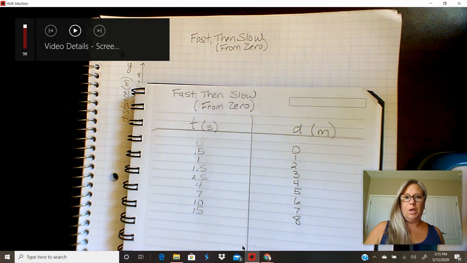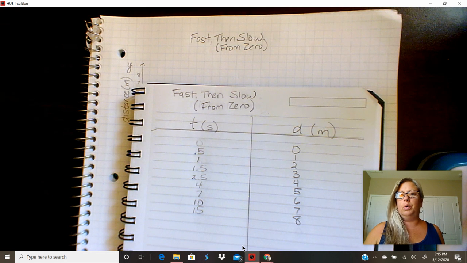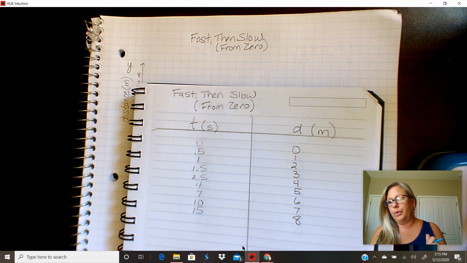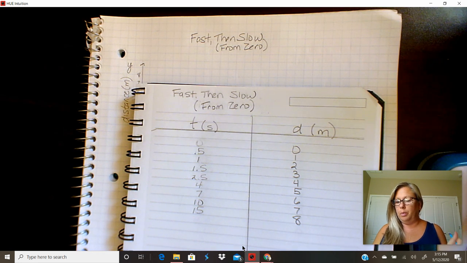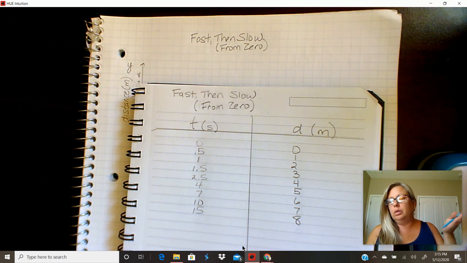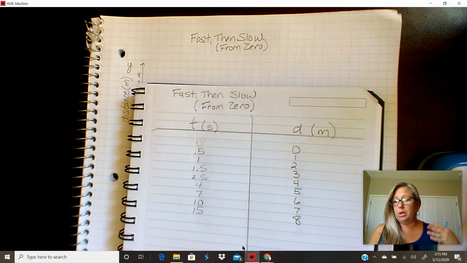Hi, boys and girls. All right, we're going to graph the walk that I took that was fast, then slow, starting from the zero card, the 0 meter card, heading out to the 8 meter card over by the sliding door. But this one's fast and slow and it makes a different shape, and I'm excited to show you this.